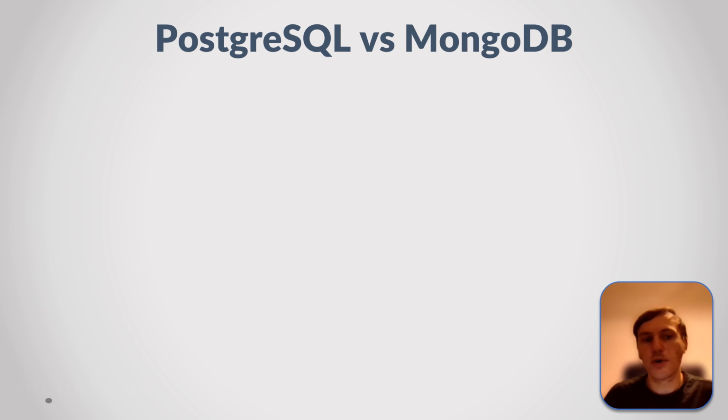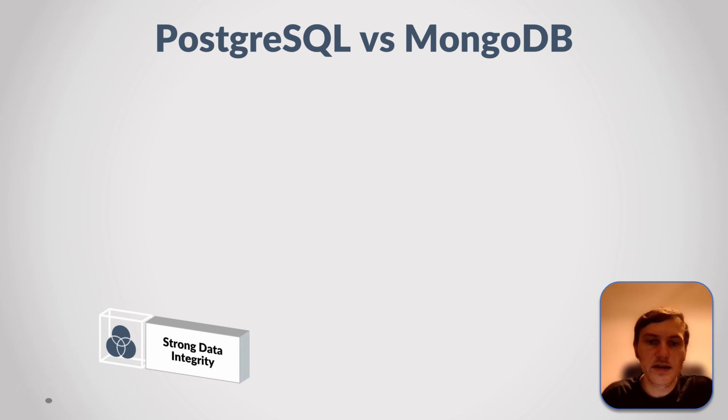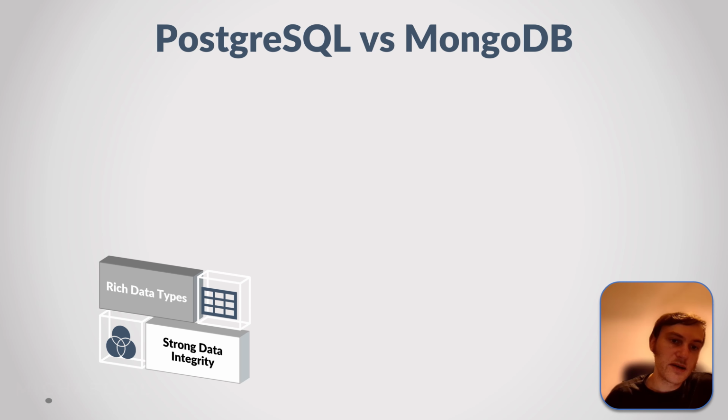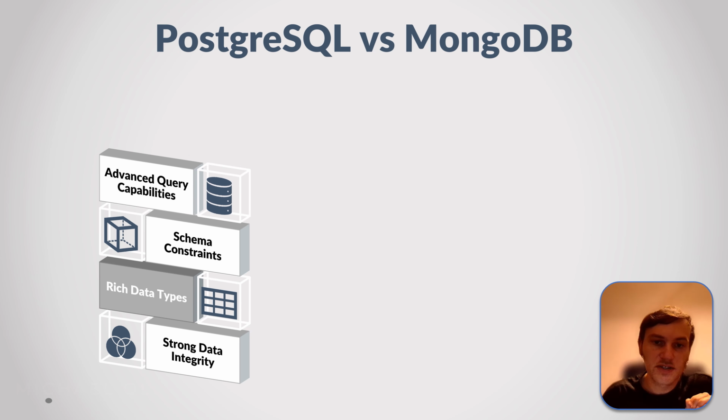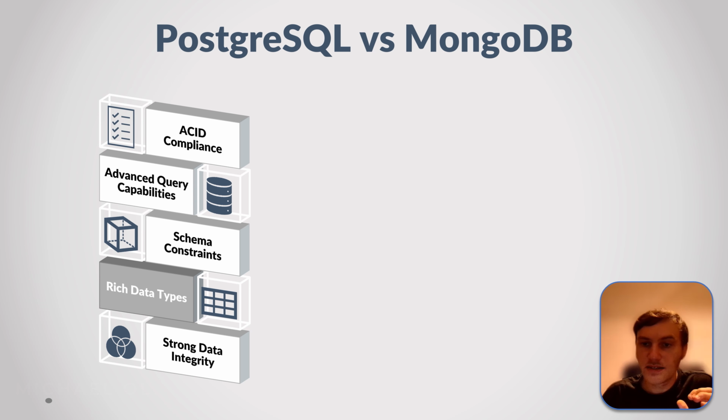Let's start with the PostgreSQL relational database. PostgreSQL has strong data integrity. This ensures data integrity with foreign keys, constraints, and transactions. This database supports a variety of data types, including JSON, arrays, HStore, and more. It enforces schema constraints and relationships. PostgreSQL supports complex queries, joins, and indexing strategies. Also, this database is ACID compliant.